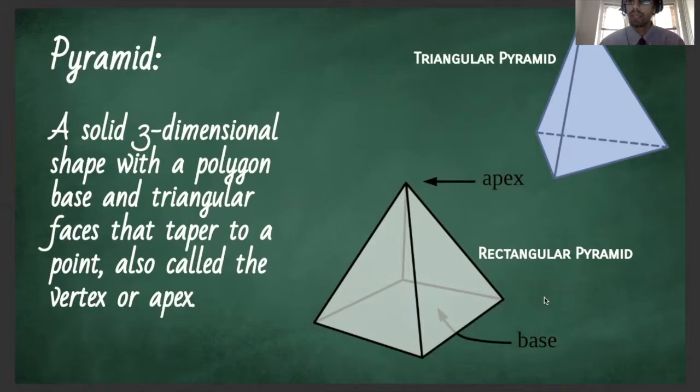Now, pyramids are named after the shapes of their bases. So in this case, if our base was a rectangle, we would call this a rectangular pyramid. And in this case, what is the shape of this base? Three sides, so that is a triangle. And since all the sides converge onto a single point on the top here, it's a pyramid as well. So we would call this a triangular pyramid, okay?